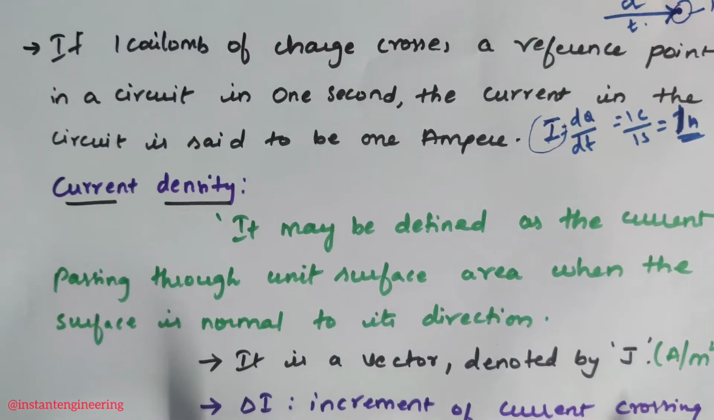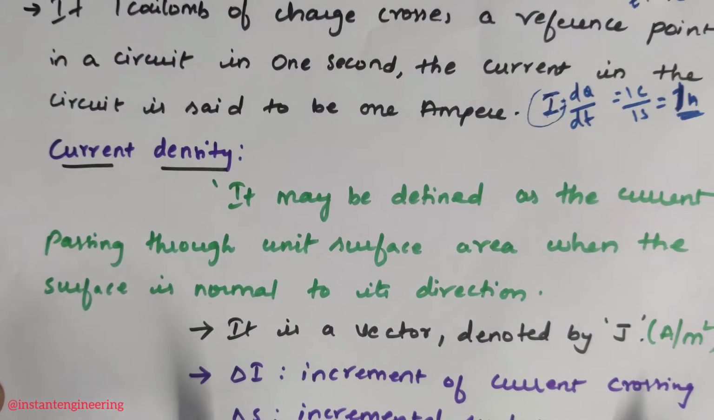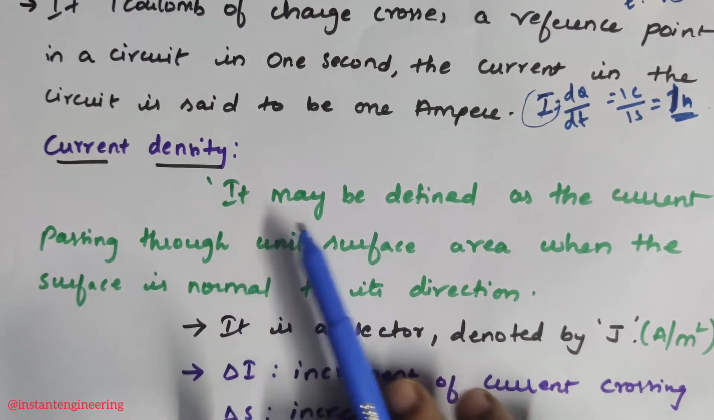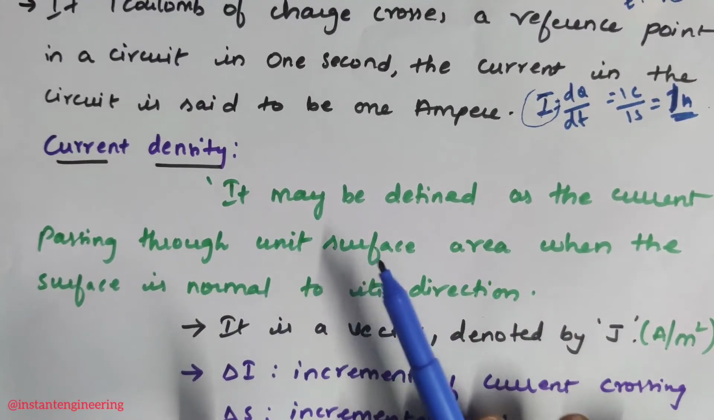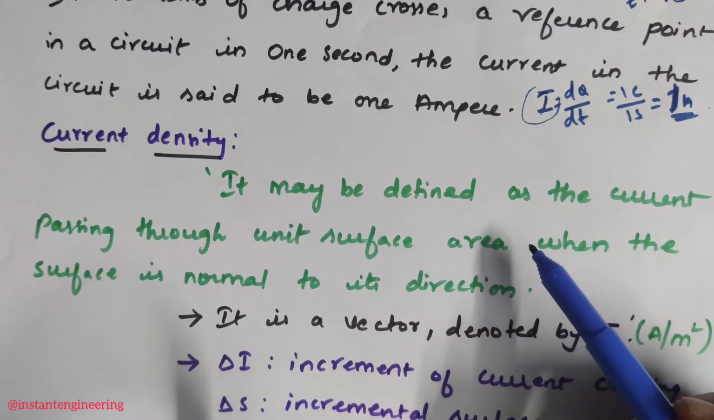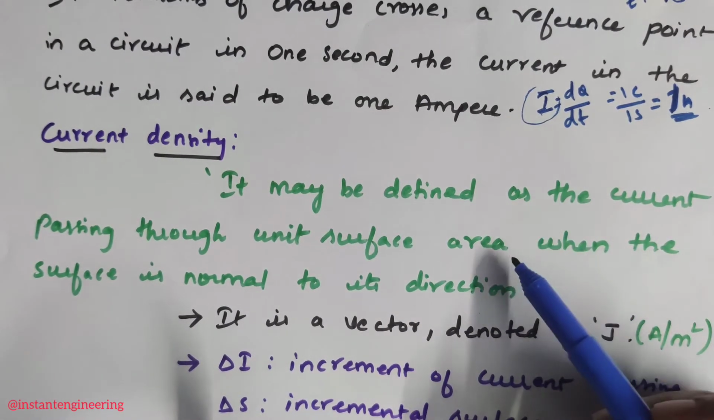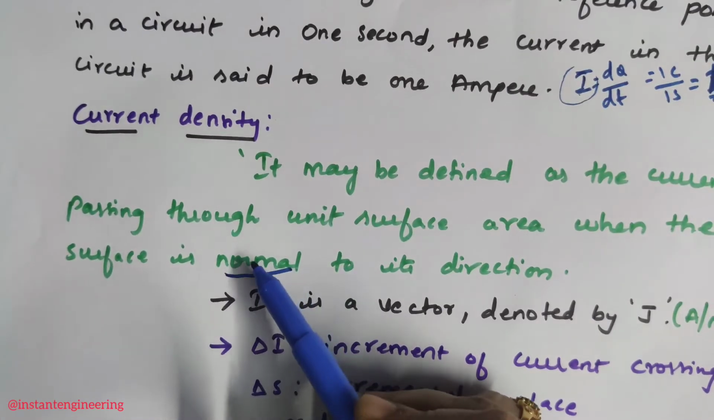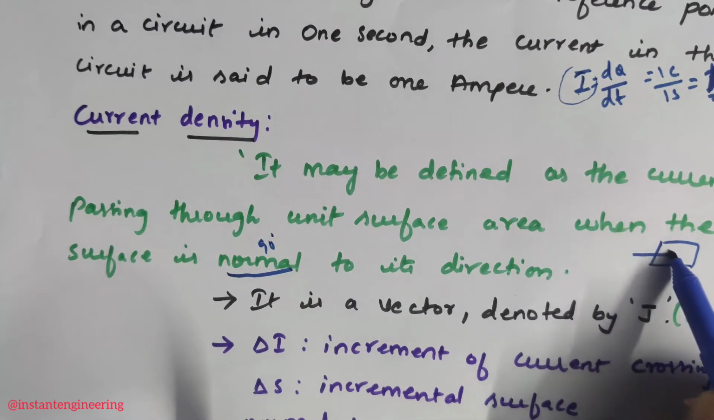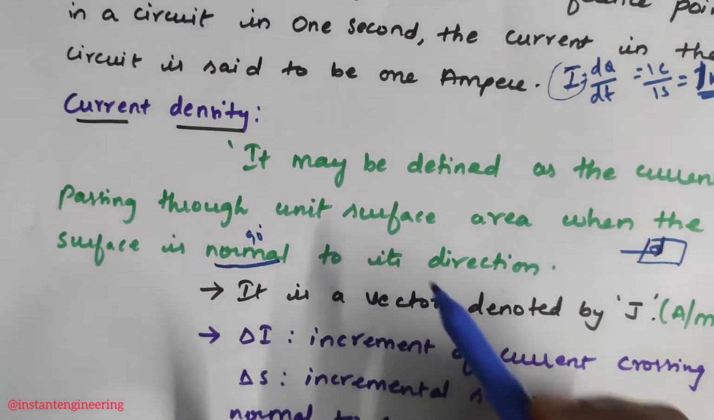Now we'll see current density. Now that we know what is meant by current, what is current density? It is defined as the current passing through a unit surface area when the surface is normal to its direction. Suppose you are taking some surface area and current is passing through it. That means the surface is normal to its direction, and normal means 90 degrees. The surface should be at 90 degrees to the current passing through it. That is called current density.